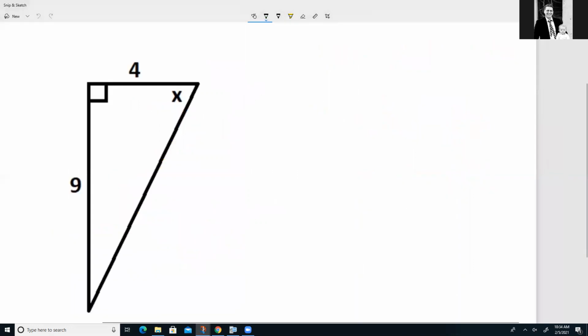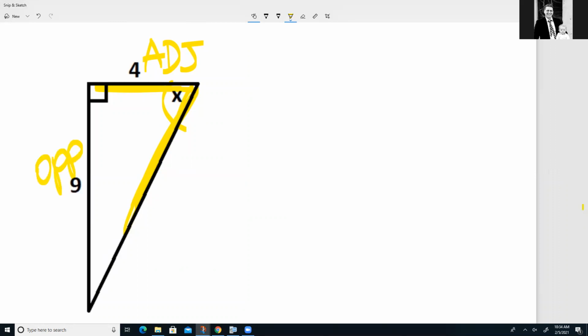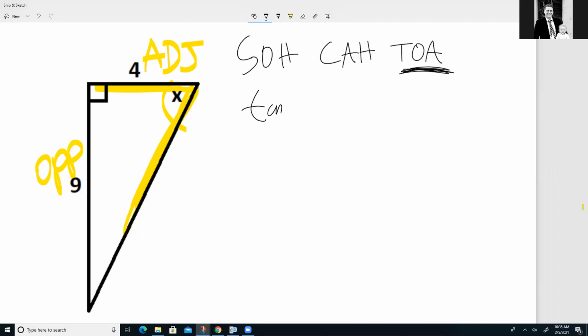Let's do this one. Now, as I'm looking at it, I still have my reference angle x. I don't know anything about my hypotenuse. I do know this side is adjacent. And I know this side is opposite because it's the leg that's across from x. So which trig function am I going to use? Well, the only one that asks for just the opposite and adjacent is tangent. So I know tangent of x is going to equal opposite 9 over adjacent 4.